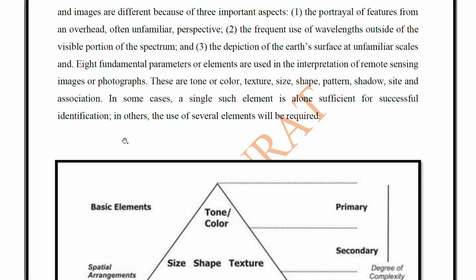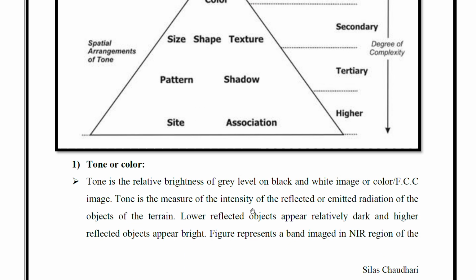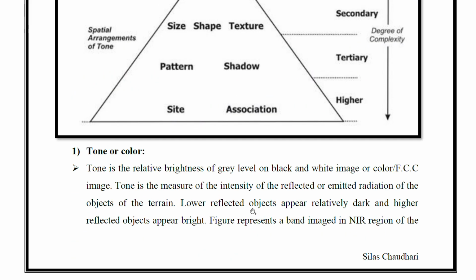So this is the plot of a graph which shows the degree of complexity. Primary is tone and color. Secondary is shape, size and texture. The tertiary is pattern and shadows. Third, which is higher, is site and association. First is tone. Let's see tone and color.